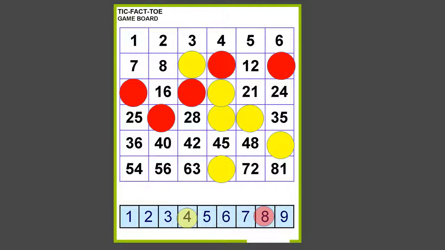It's one of my favorite games. It's just a brilliant game on getting kids to think about numbers and their relationships and their factors and their multiples.